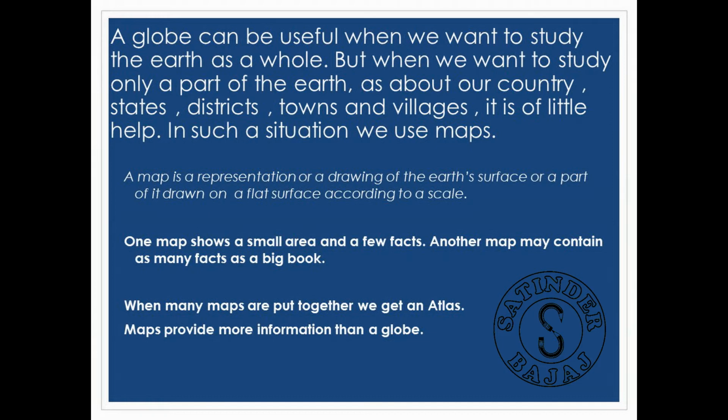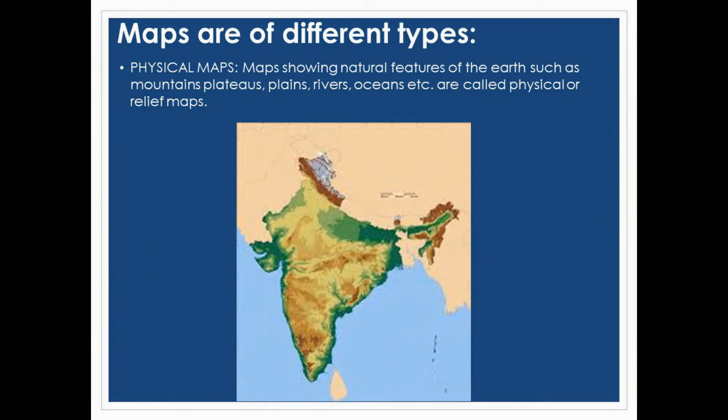When many maps are put together, we get an atlas. Atlases are of various sizes, measurements and drawn on different scales. Maps provide more information than a globe. They are of different types. Some of them are described below.